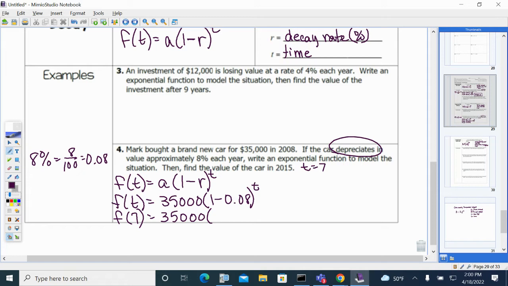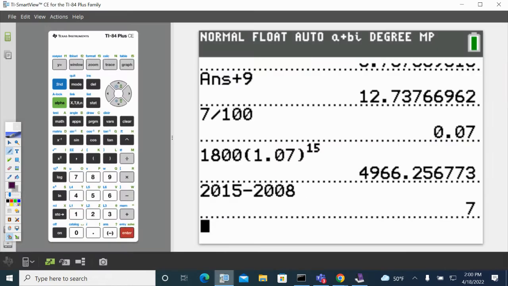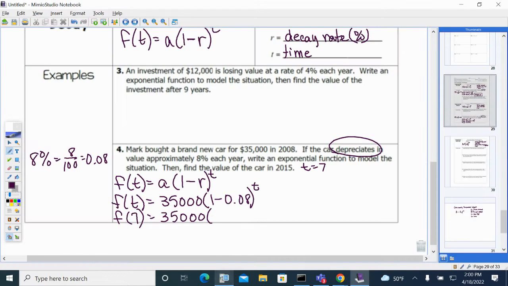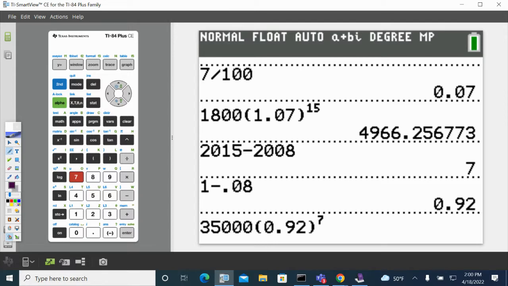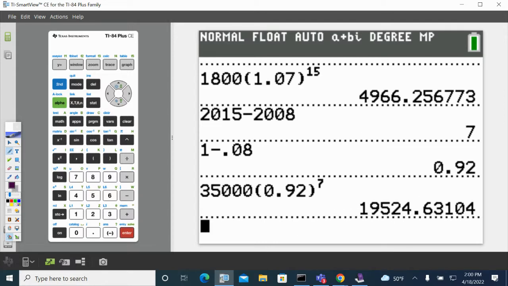1 minus 0.08 is 0.92. And then I'm going to plug in my 7, and then put that in the calculator. So 35,000 times the 0.92 to the 7th power. And I get $19,524.63.